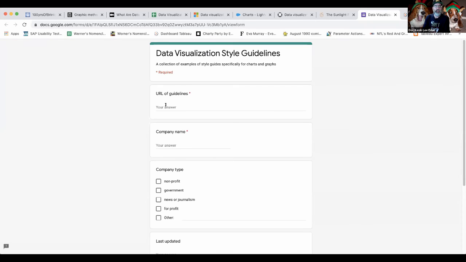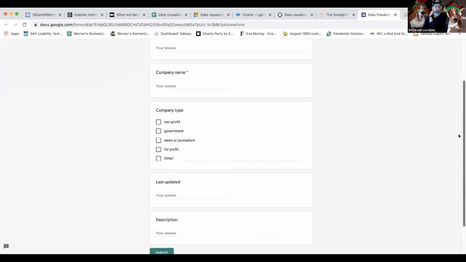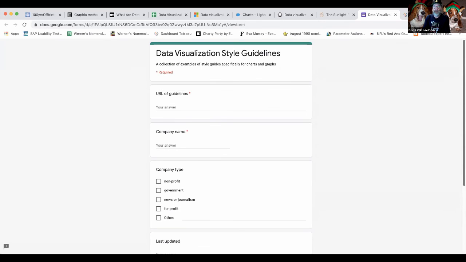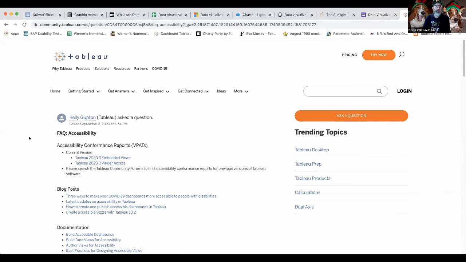Again, it's real easy. If it's publicly available, give me the URL, the name, and the company type so we can break these out. If you know when it was last updated, throw that in there. If you want to give us a description, put that in there. And if you don't have a URL and it's not publicly available, shoot it to me in a PDF or some kind of format that we can use in our study. We would not make it public, and would love to do that with you folks as well.